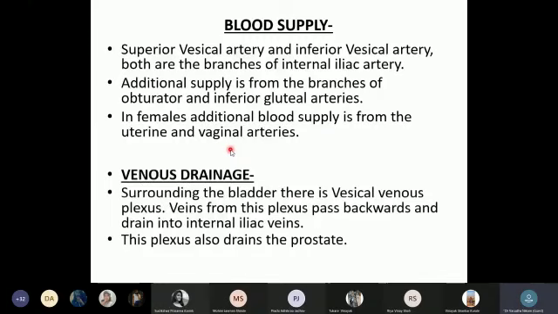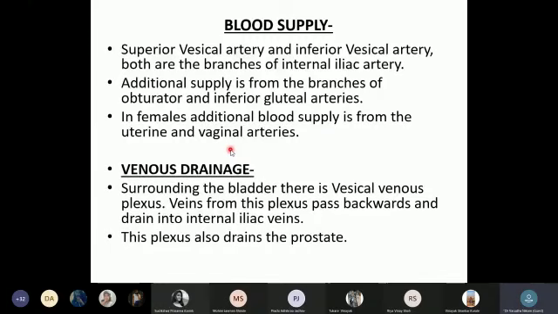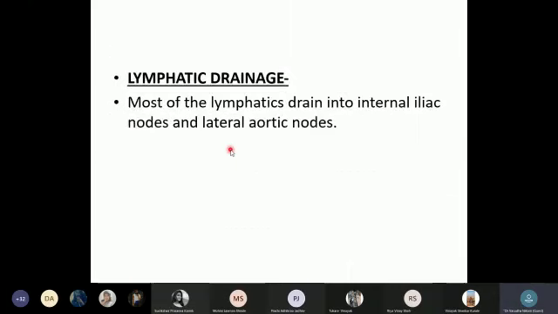Now coming to the venous drainage, the veins will form a plexus or a network surrounding the urinary bladder as well as the prostate in cases of males. And this plexus is labeled as the vesical venous plexus. Now veins from this plexus will pass backwards and drain into the internal iliac veins. The plexus also drains the prostate. Lymphatic drainage: yes, there are lymph nodes which are in relation to the internal iliac nodes and lateral nodes.